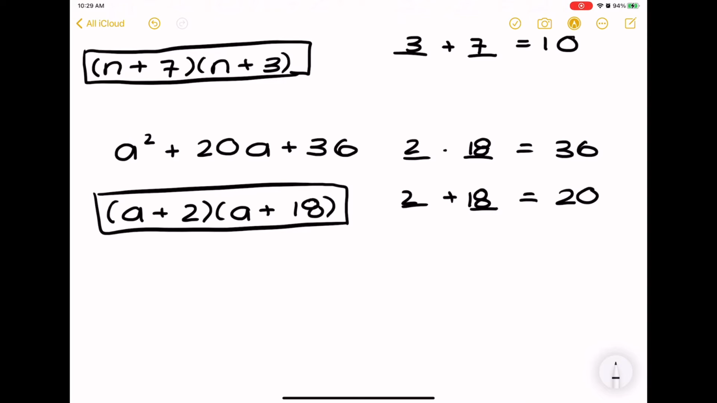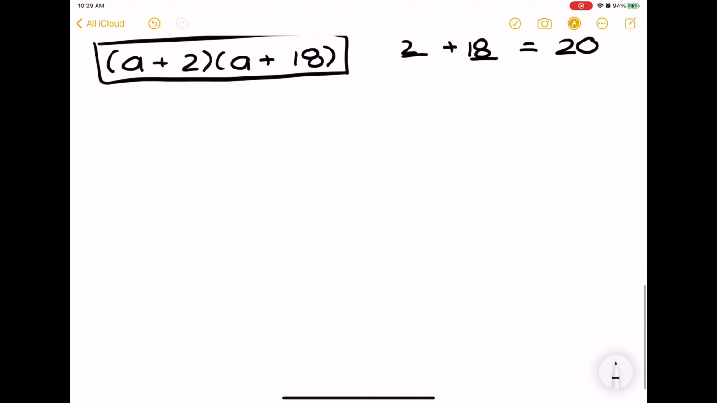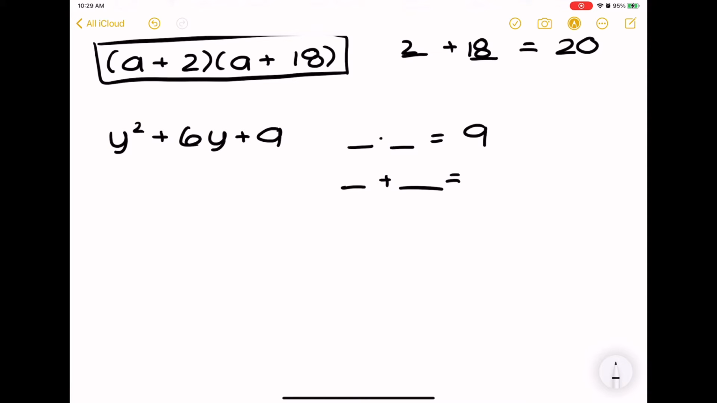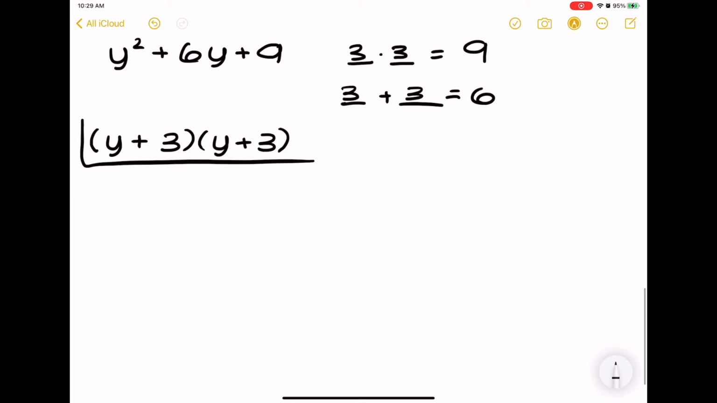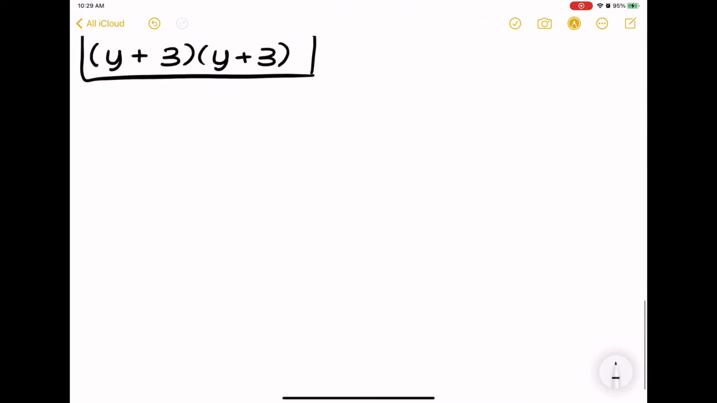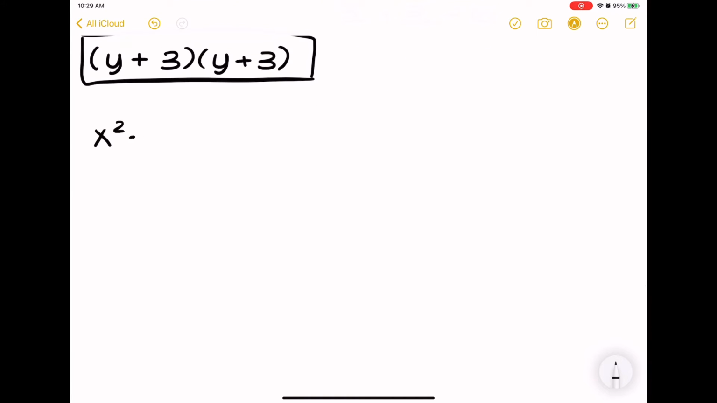And let's say, again, we were to have a different problem, like y squared plus 6y plus 9. Then we do the same exact thing. What two numbers multiply to get 9 and add to get 6? Those numbers are 3 and 3, so we get y plus 3 times y plus 3. You could write y plus 3 squared with an exponent next to the parentheses, or you could just write it like this.